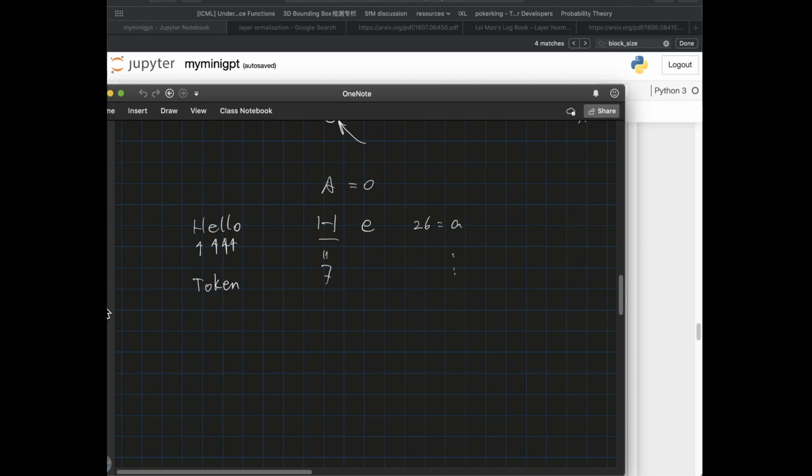Then this will convert to something like 7, maybe 32, 33. I don't know. That does not matter too much, but this is just a sequence of integers.